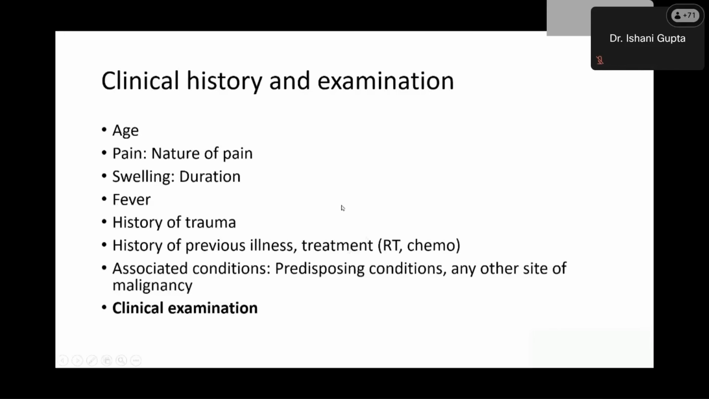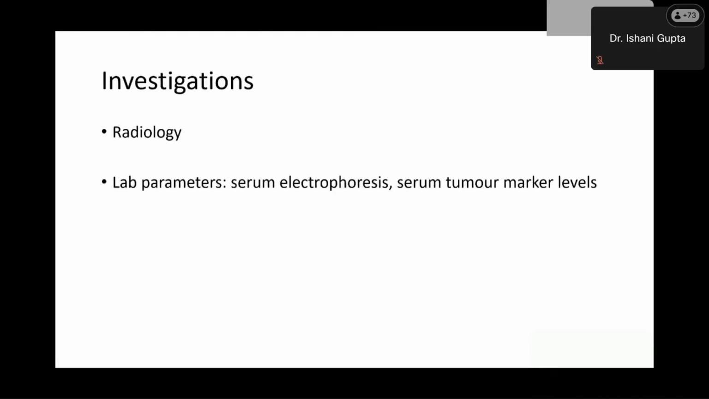Now, what happens in the clinic? A detailed clinical history is taken. Examination happens in the clinic, so we know the age of the patient, whether he has pain or not, the nature of the pain, duration of the symptoms, fever, history of trauma, any other illness, previous treatments, any other associated conditions, any other site of malignancies. And then obviously a lot of information is gathered from this history and the clinical examination.